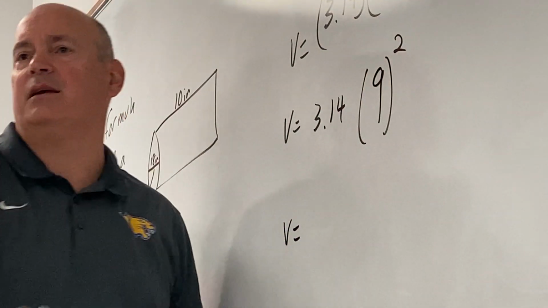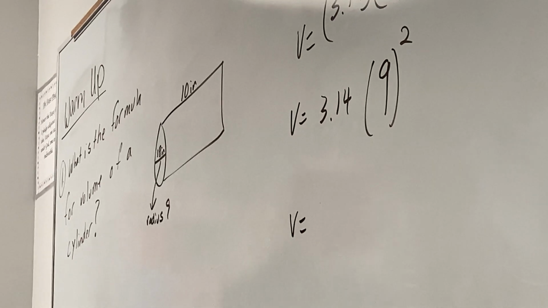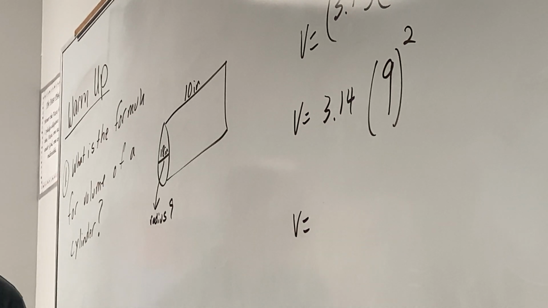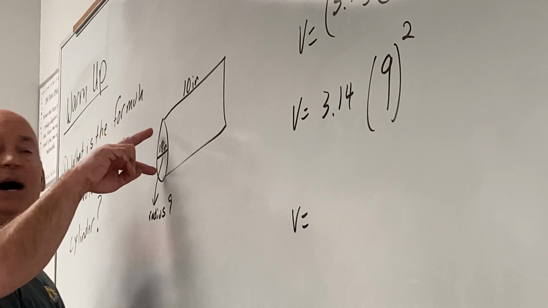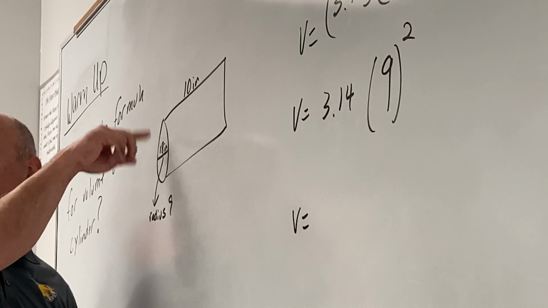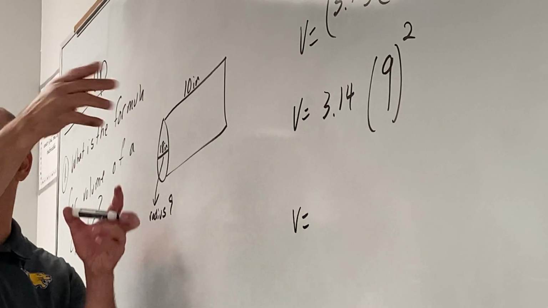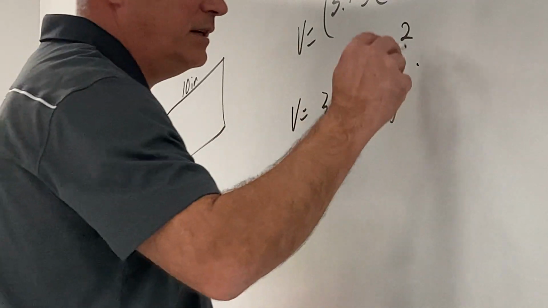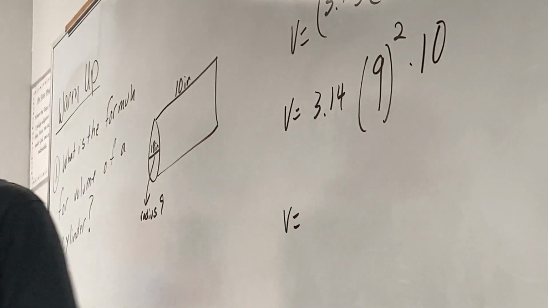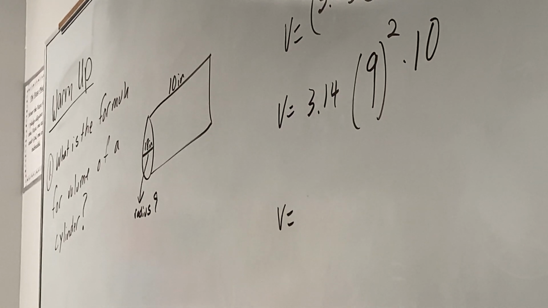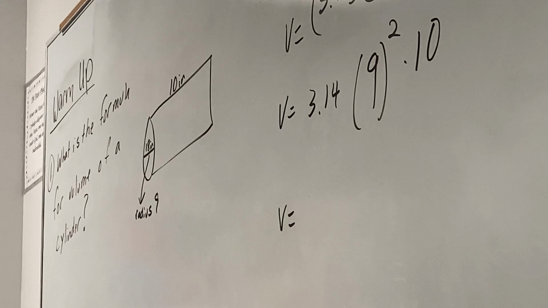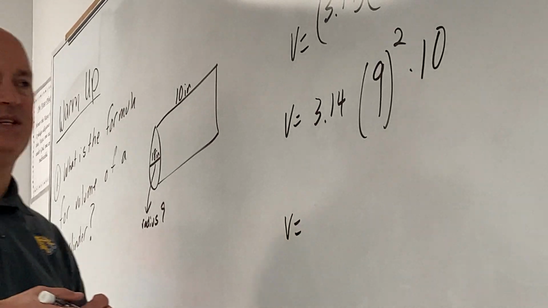And then what's the height? Autumn, what would the height be? 10. The height is always opposite the circle. So if the circle's this way, that would be the height, because we could stand it up. All right, calculator time. Type that in. Sadie will tell us what she gets. We'll see if we agree with Sadie's answer. 3.14 times 9 squared times 10.